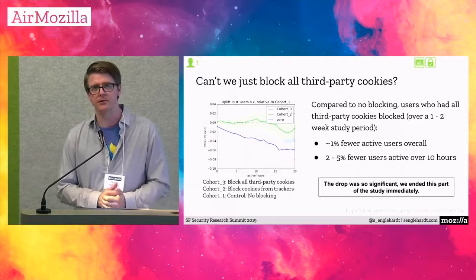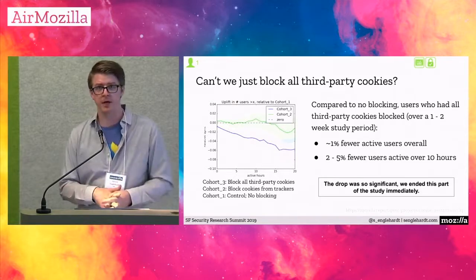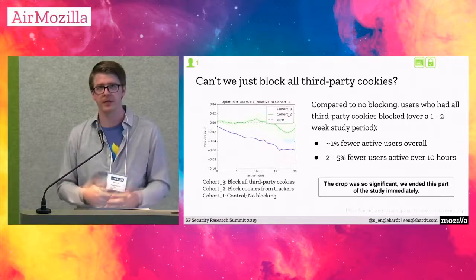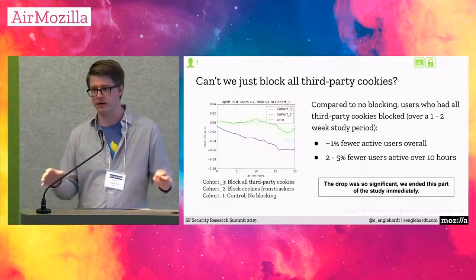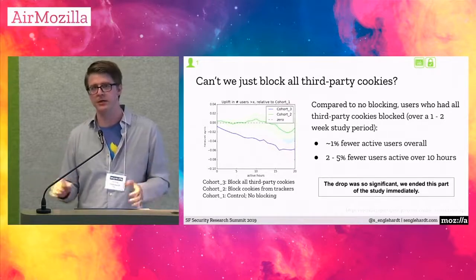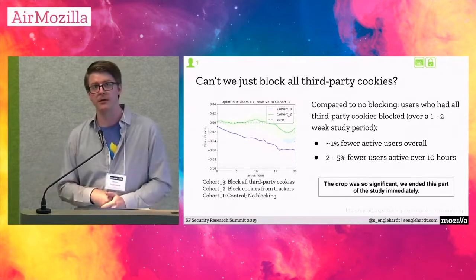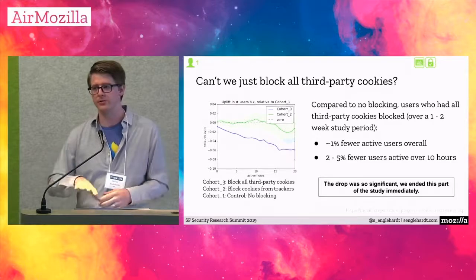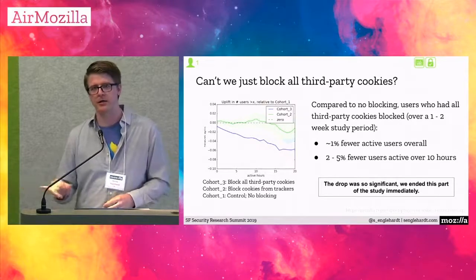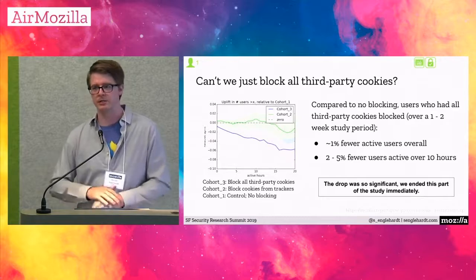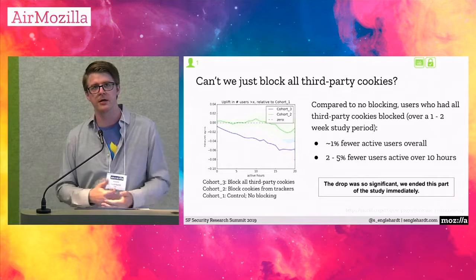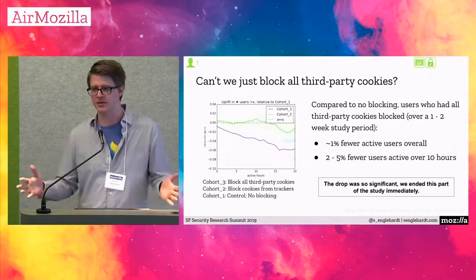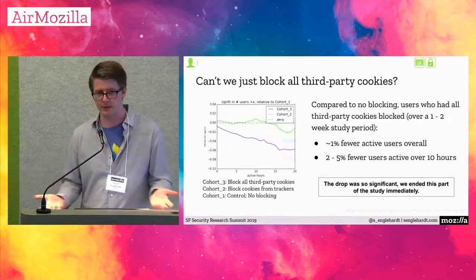Right, and what we saw was for the users with all third-party cookies blocked, just over a 1 to 2 week period as people were ramping up and getting into the study, there was a 1% drop in active users for that branch in general, right? And then there was a 2 to 5% drop in users who were active for more than 10 hours. And that was so significant that we just turned off that cohort immediately as soon as we did that first analysis. And so essentially, we're bleeding users if we block all third-party cookies. We know we can't do that.